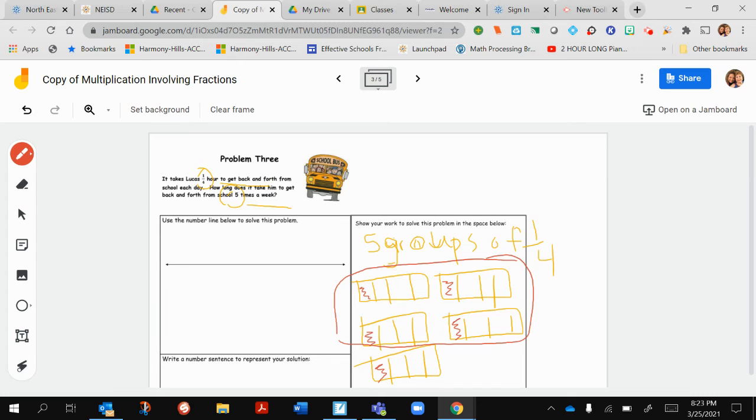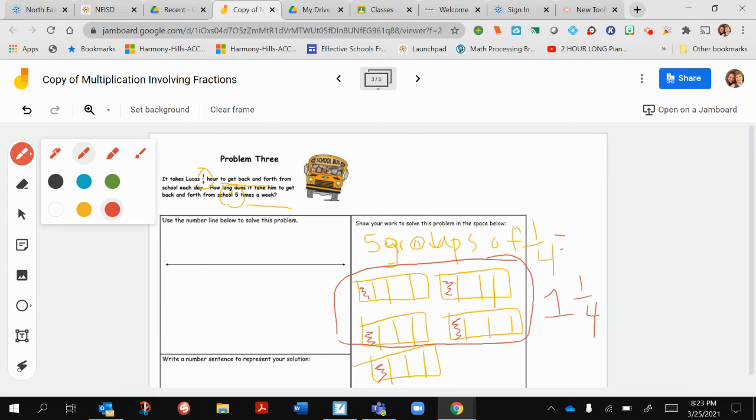If I have 1/4, 2/4, 3/4, 4/4, that's already equal to 1 whole, right? And then what do you have left over? 1 and 1/4. So utilizing your pictures to help you, that would be really great.